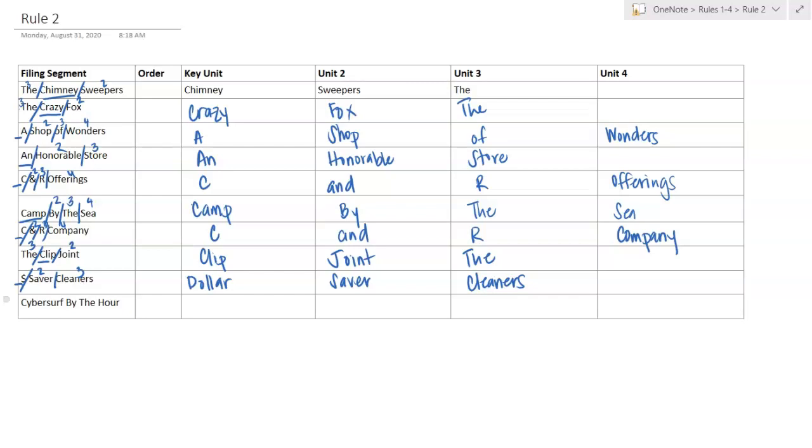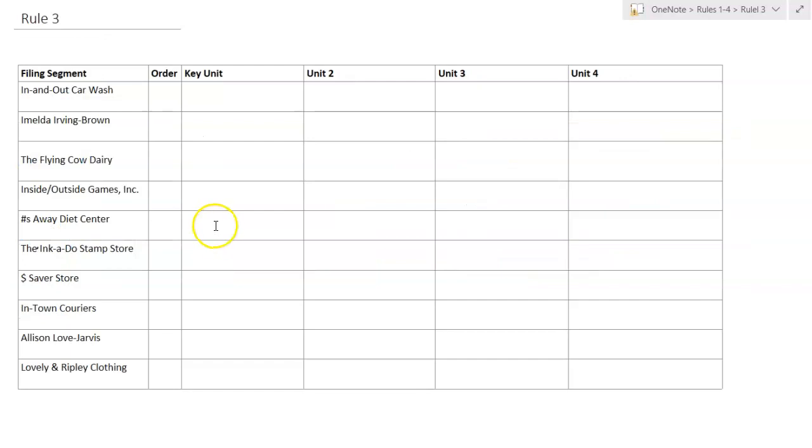Okay, and finally, we have CyberSurf by the hour. CyberSurf is my key unit, by is unit 2, the is unit 3, hour is unit 4. Just making sure that it's written without any spaces. Okay, and that's the gist of rule number 2. Rule number 3 now deals with punctuation and possessives.